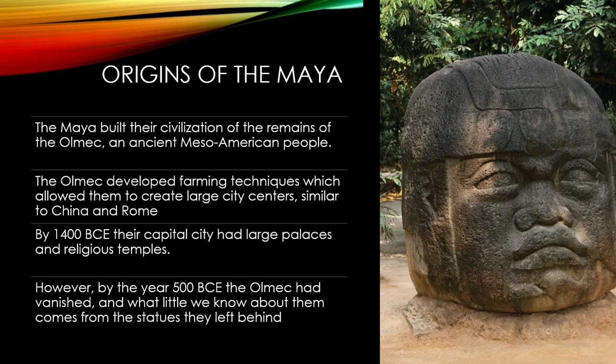But by the year 500 BCE, around the same time that the Roman Empire is turning into a republic and first starting to gain some of its fame, the Olmec had vanished. And what little we know about them is what we can discover from observing their statues. The Olmec did not have a written language that we can translate.